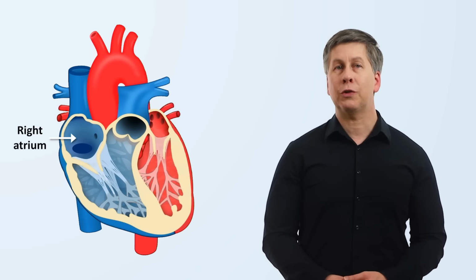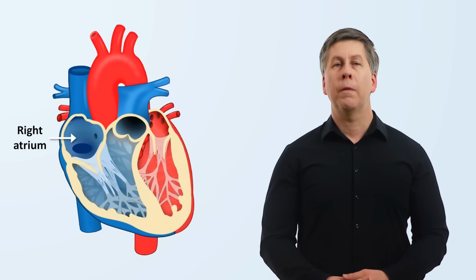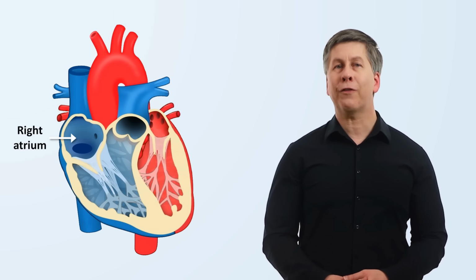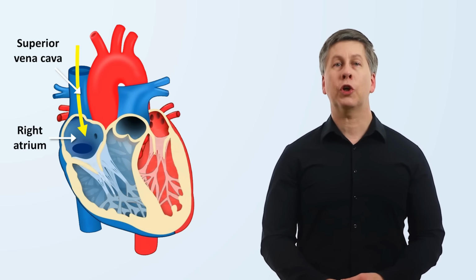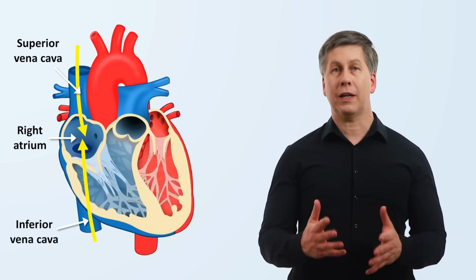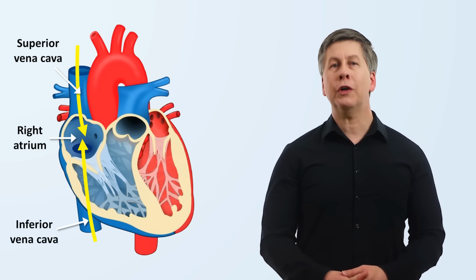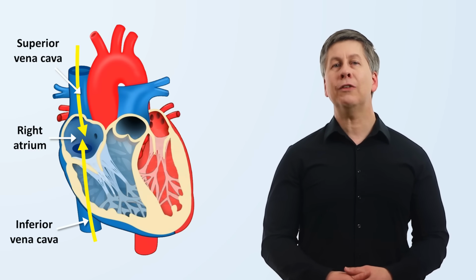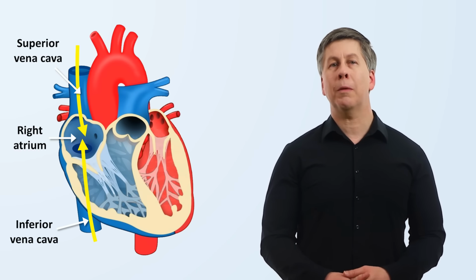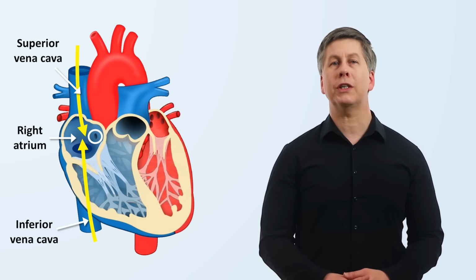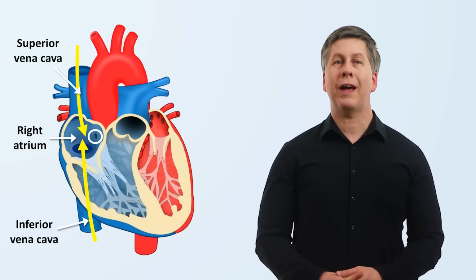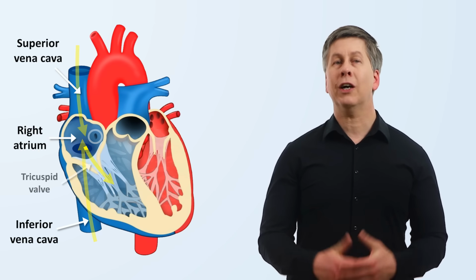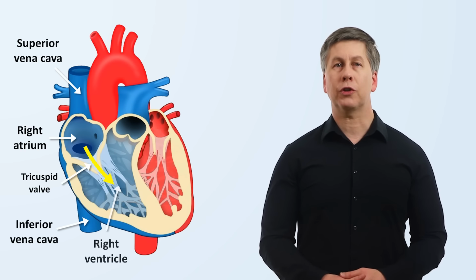Blood can reach the right atrium through one of 3 paths. All blood returning from above the diaphragm enters via the superior vena cava. All blood returning from below the diaphragm enters via the inferior vena cava. And most blood returning from the heart muscle itself enters the right atrium via this much smaller vessel called the coronary sinus. From the right atrium, blood travels through a valved opening called the tricuspid valve into the right ventricle.